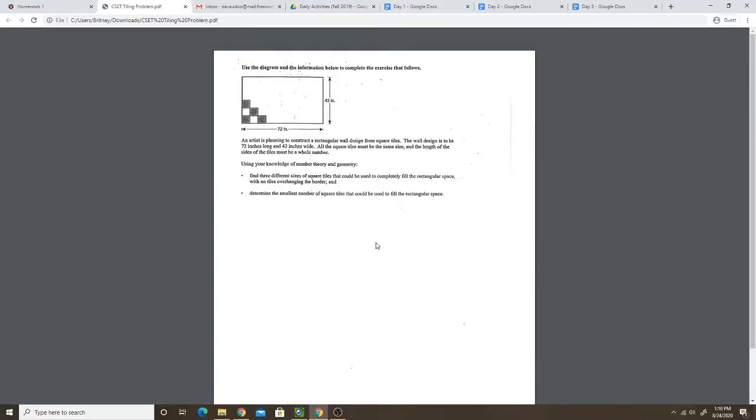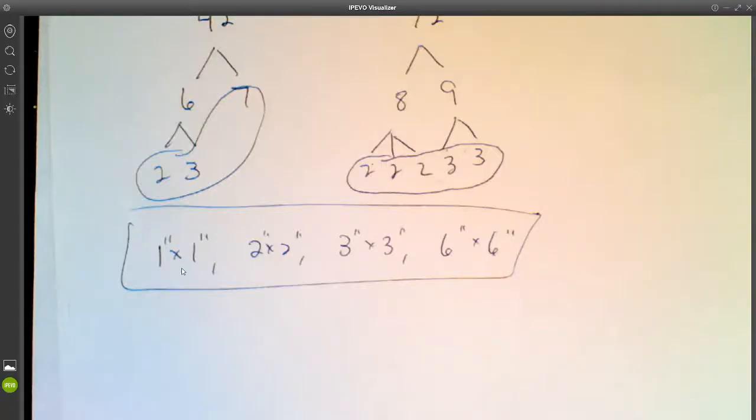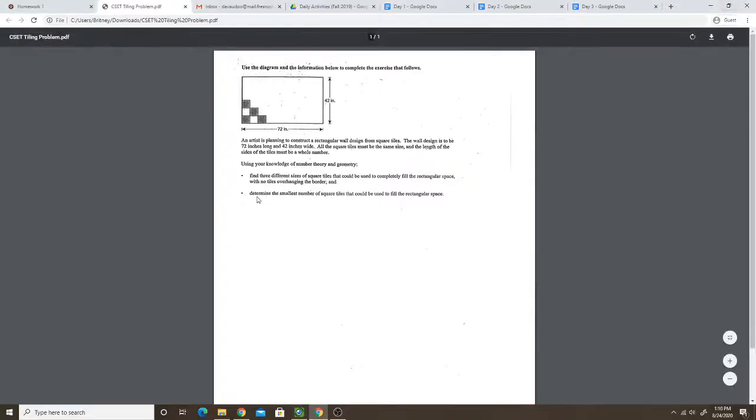Okay. The second question says, determine the smallest number of square tiles that could be used to fill the rectangular space. Now, a common mistake students make with this second question is that they misread it. They go too fast, and they don't really think about what the thing is asking. They just see the word smallest, and they say, well, the smallest tile that will do the trick is a 1 by 1. But that's not what the question's asking, right? It's saying determine the smallest number of square tiles, not the smallest size of tiles. It's asking for the smallest number of tiles that could be used to fill the rectangular space.